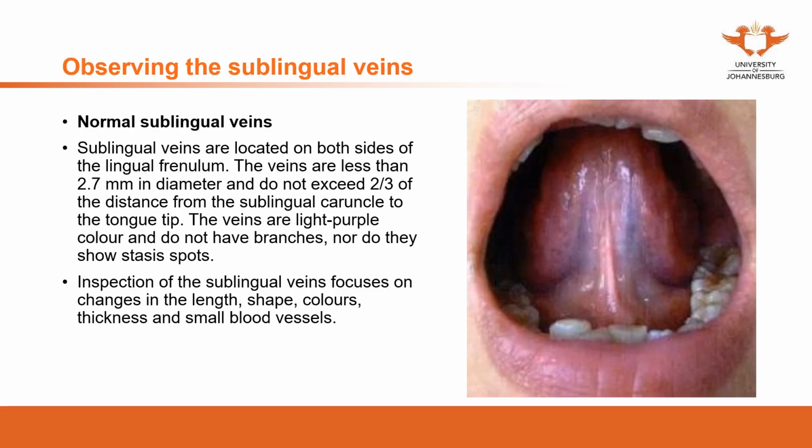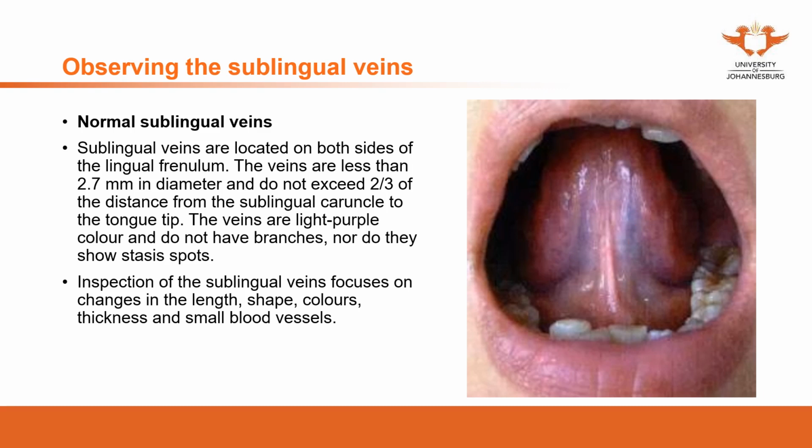So these are some of the common mobilities of the tongue. We're going to introduce the sublingual veins as well. The sublingual veins refer to the veins underneath the tongue. So these two veins, most of the time, will not exceed 2/3 of the distance from the sublingual caruncle to the tip. The color is light purple and they do not have branches. So there's only one, you don't see branches from the vein.